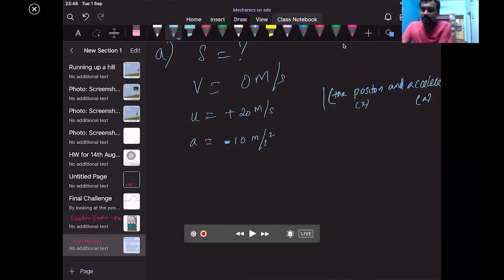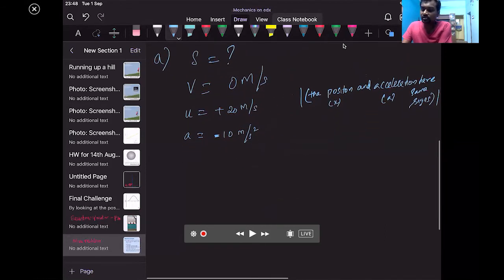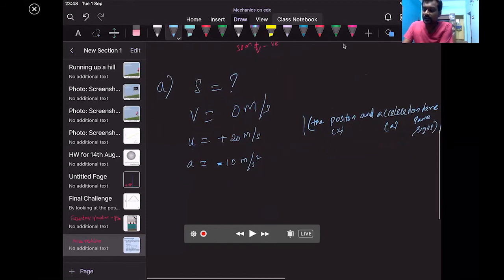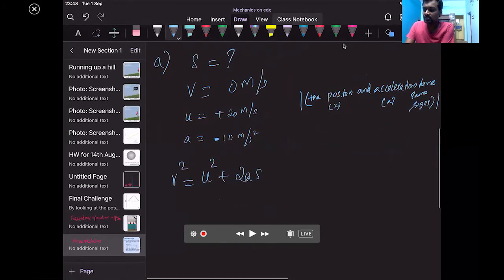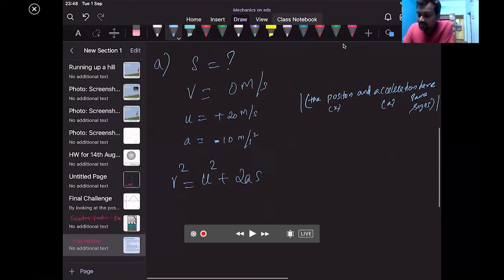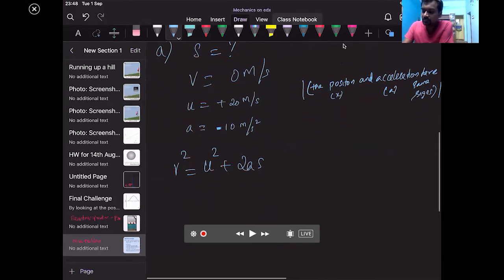Right? Now let's find out what equation I need. If you quickly recap, it's going to be v squared equals u squared plus 2as. That's the equation I will need here. So v is 0, right? V is 0.